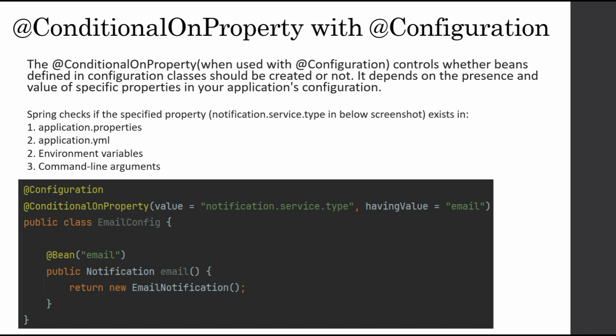If the value of the property notification.service.type from the application's configuration does not match the havingValue of this EmailConfig class, then the entire configuration is skipped and no beans are instantiated.